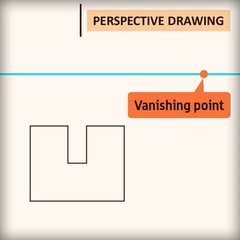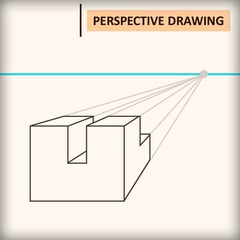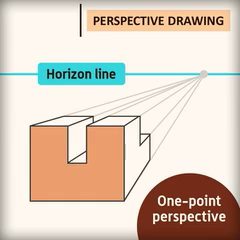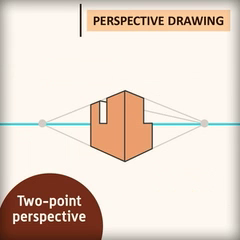Perspective drawing uses vanishing points to try and show how the object will actually look by using lines that appear to meet at points in the distance on the horizon line. There can be 1-point or 2-point perspectives. 1-point is for drawing objects head-on, and 2-point is for drawing at an angle.